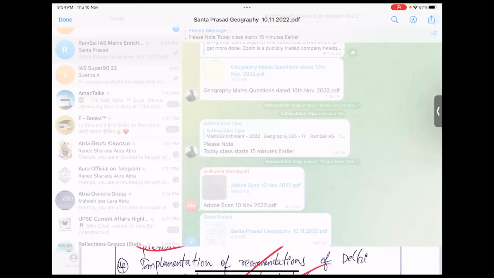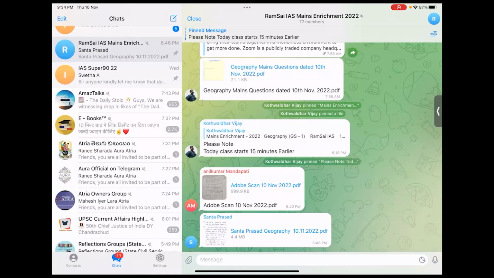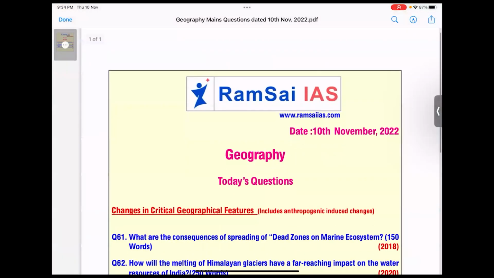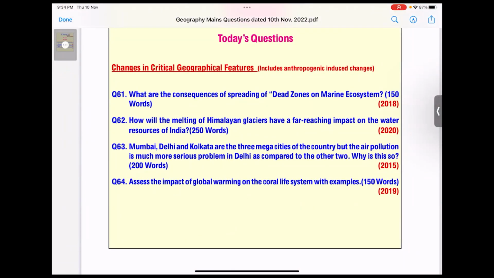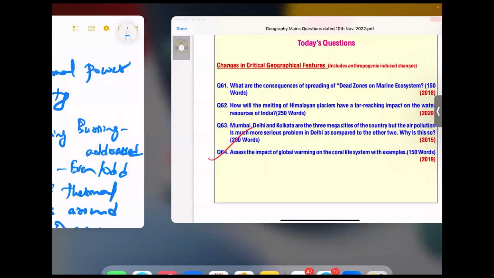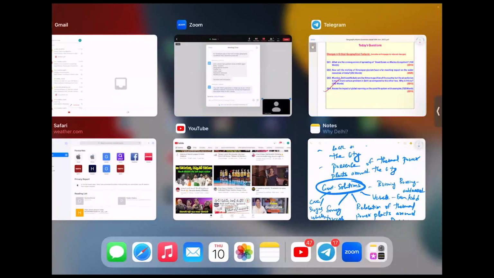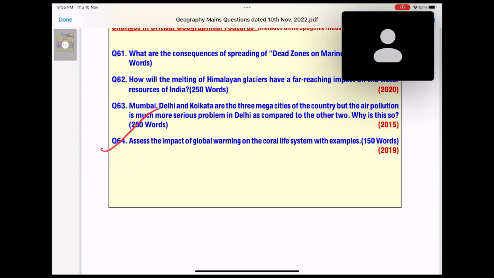See the last question. Assess the impact of global warming on coral life system with examples. Sir?